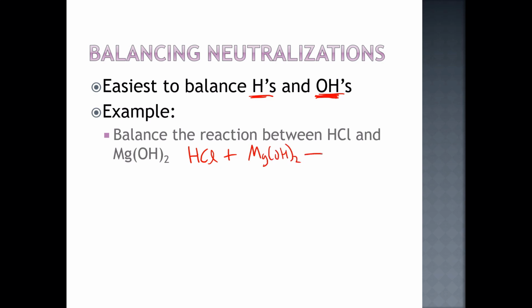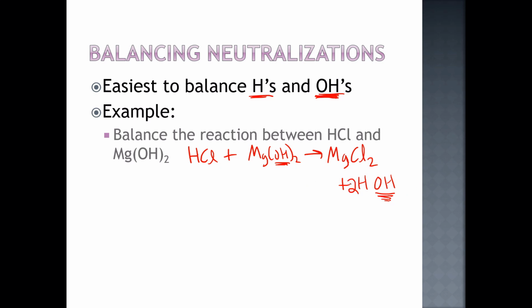Mg(OH)2, I know this will create a salt. So the salt will be magnesium chloride. And then rather than writing H2O, I'm going to write HOH. Because this way you can balance out the OH groups. So I have an OH group in the magnesium hydroxide, and I've got an OH group in the water. So if I want to balance that out, I need two of them. So I'll put a 2 there.